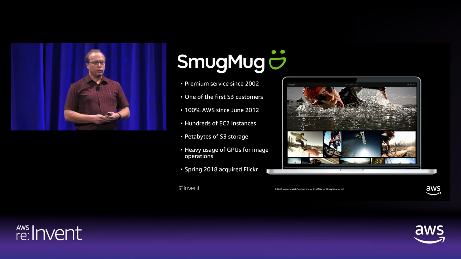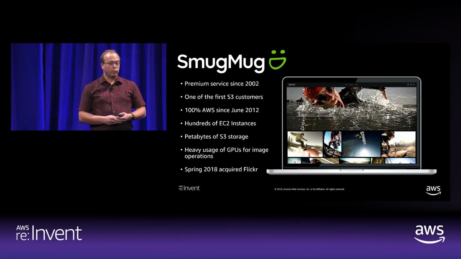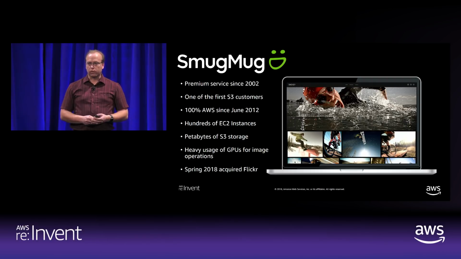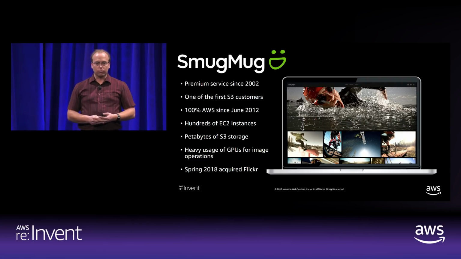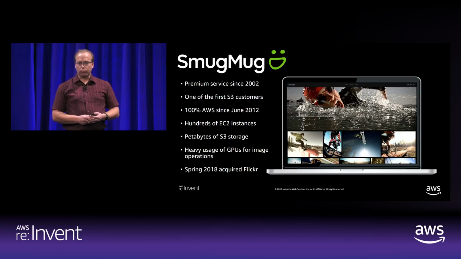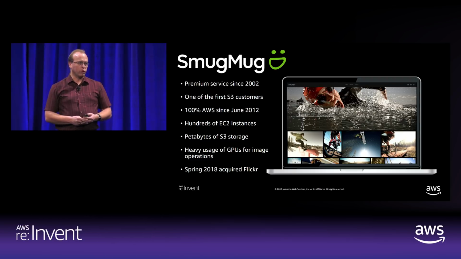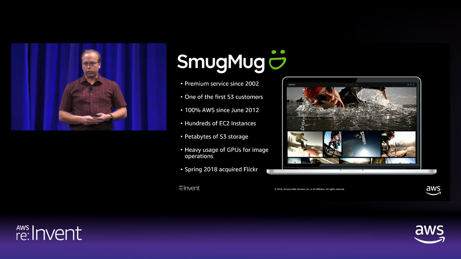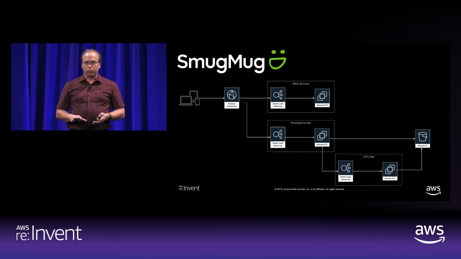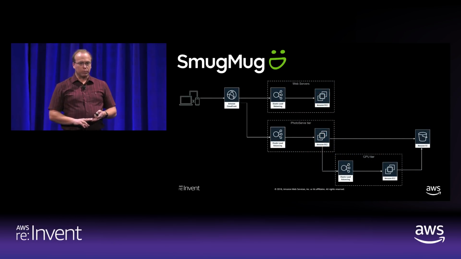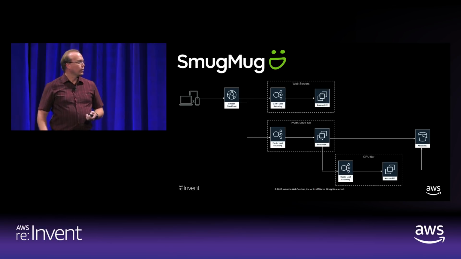We run hundreds of EC2 instances to support our workloads. And we also heavily use GPUs for a lot of image processing. And the other big bit of news for SmugMug is earlier this year, we acquired Flickr. And so we are now in the process of bringing all of the Flickr infrastructure onto Amazon as well, off of a traditional data center. But for the purposes of this, we're just focusing on ARM at the SmugMug stuff because we've got enough balls in the air with Flickr.